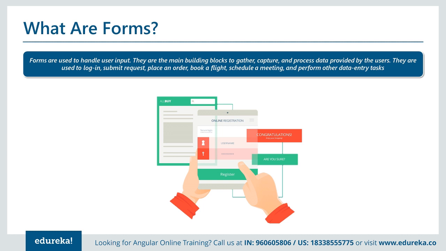The forms are used to log in, submit a request, place an order, book a flight ticket. Flight ticket also has form fields. You choose a flight to and from, price, and seat, and so many things. You will choose them and submit it: booking a flight, scheduling a meeting, and performing other data entry tasks. Those are called forms. So you can see an example they gave here.